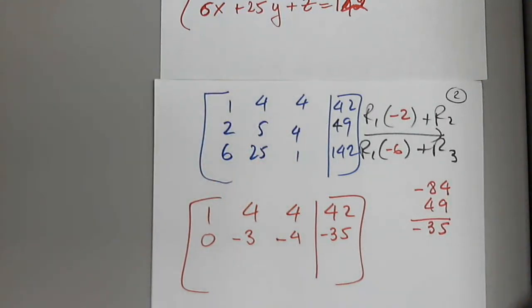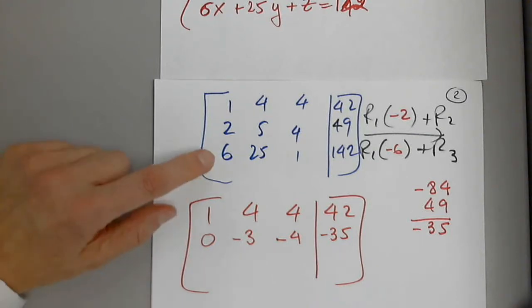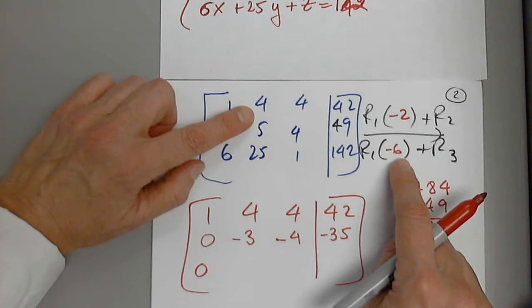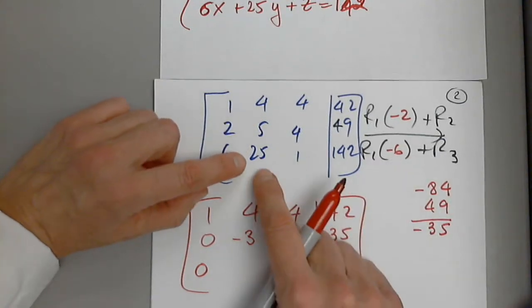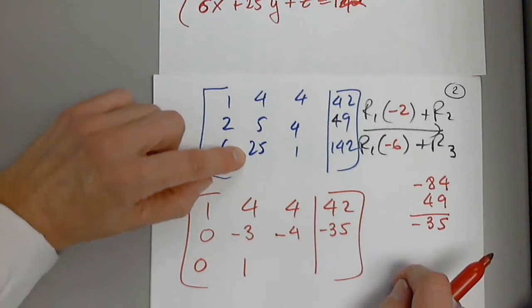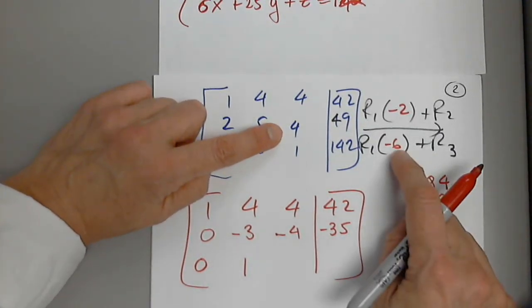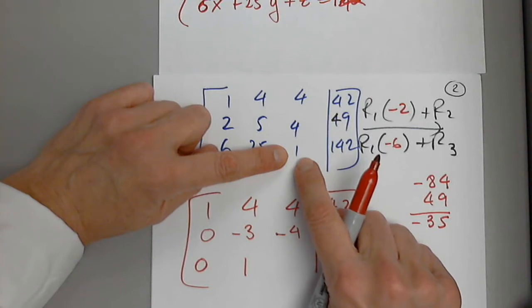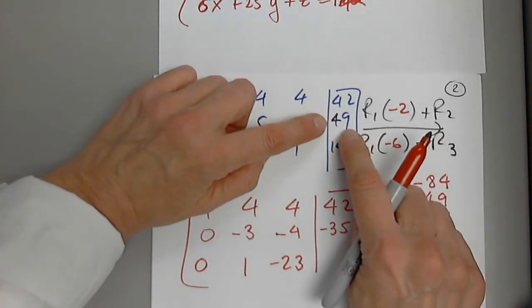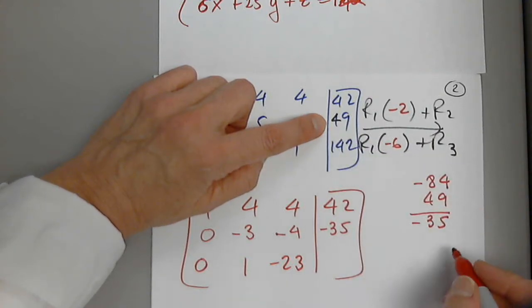Okay. Next one. 1 times -6 plus 6 is 0. 4 times -6 is -24, plus 25 is 1. I love that. 4 times -6 is -24, plus 1 is -23. Very good. Okay, now check my numbers. 49 times -6.